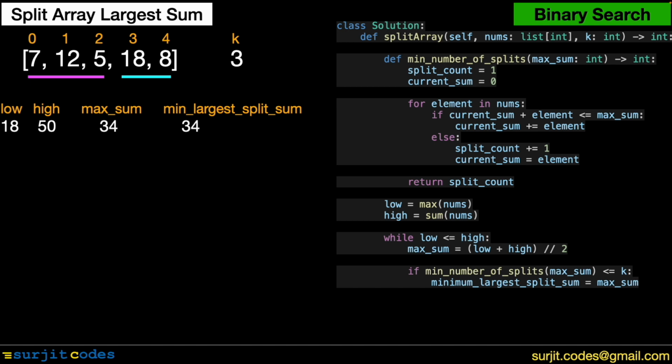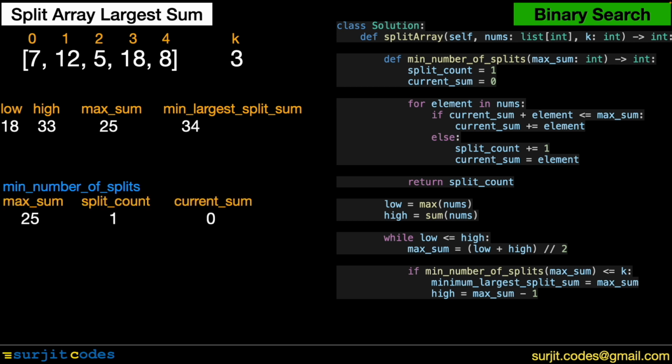In order to increase the number of splits, we must decrease the max sum limit for the subarrays. So for the next iteration, we reduce the high fence of binary search to max sum minus 1. In the next iteration of the while loop, we set the new value of max sum equal to 25 and call the minimum number of splits once again with max sum equal to 25 this time.